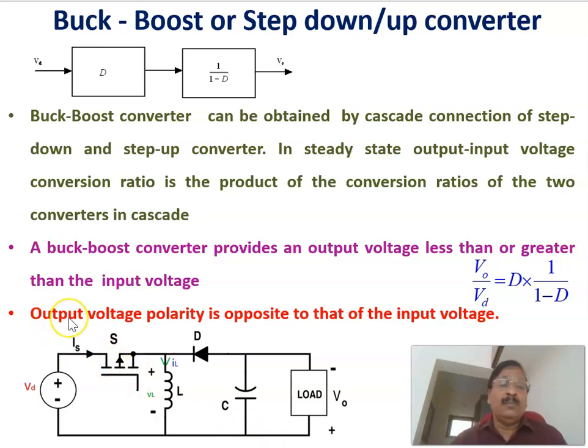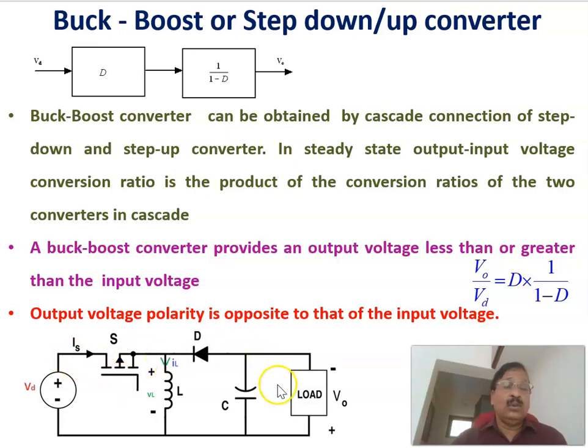One other point to be noted is that the output voltage polarity is opposite to that of the input voltage. Here the input is plus and minus, but the output voltage is here minus and plus. So the output and input polarities are opposite. Rather than connecting a buck and a boost converter in cascade, the step-down, step-up converter can be realized by a single circuit like this one.